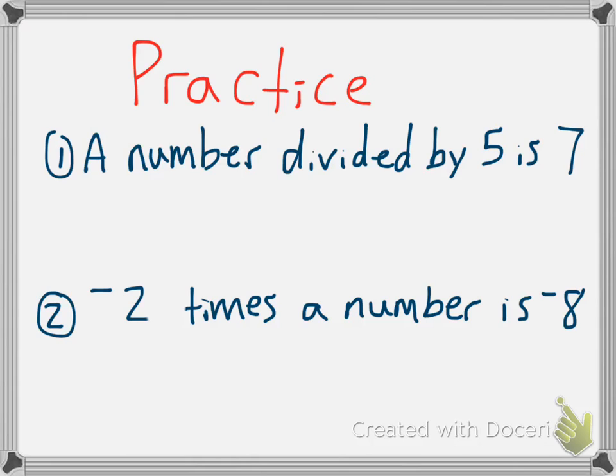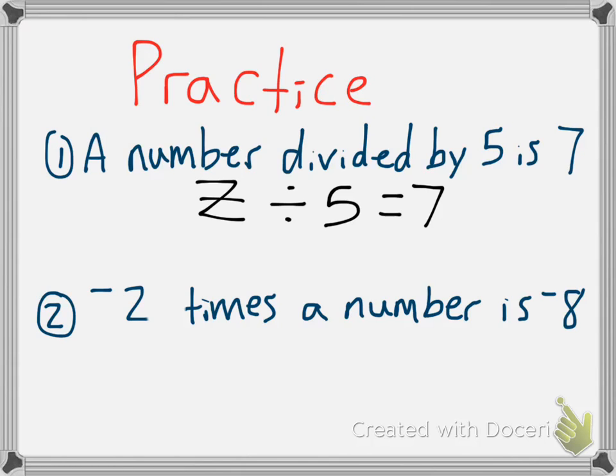Okay, now when we look at this, we've got a number divided by 5 is 7. So a number, we don't know what that number is. That's going to be our variable. Let's make that a z. Divided by, we know what that is, divided by 5 is, which means equals 7. z divided by 5 equals 7. Is that what you got? I hope so.